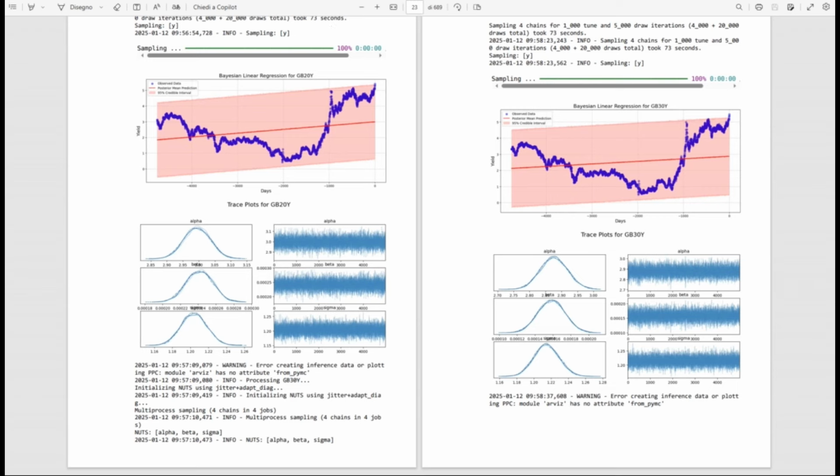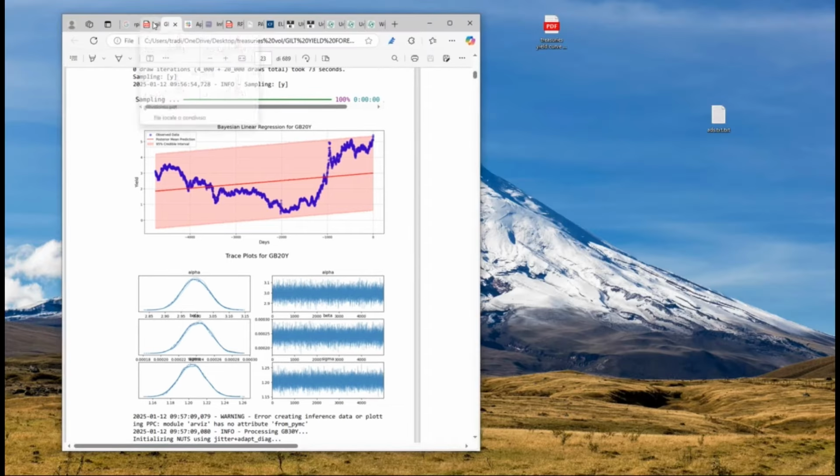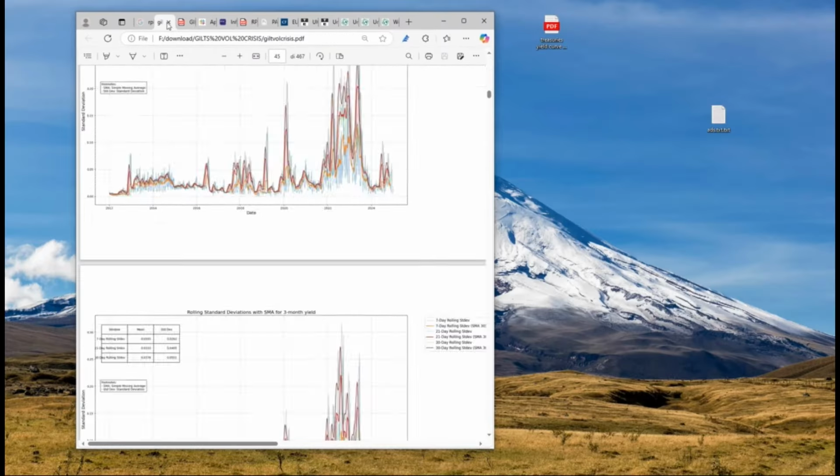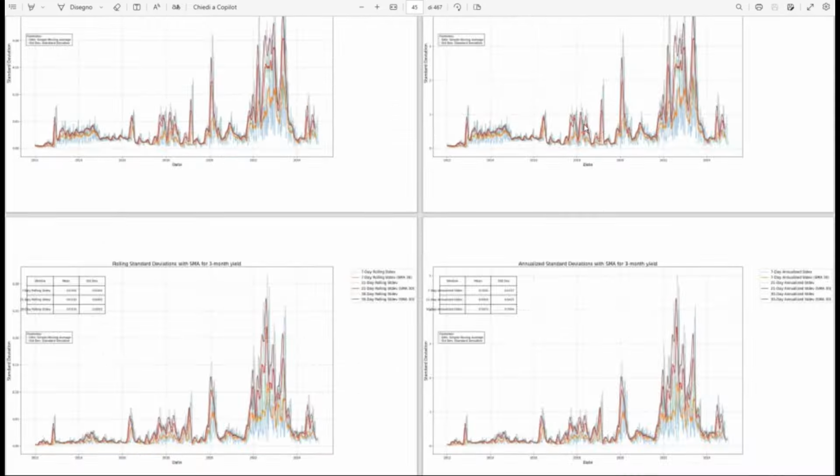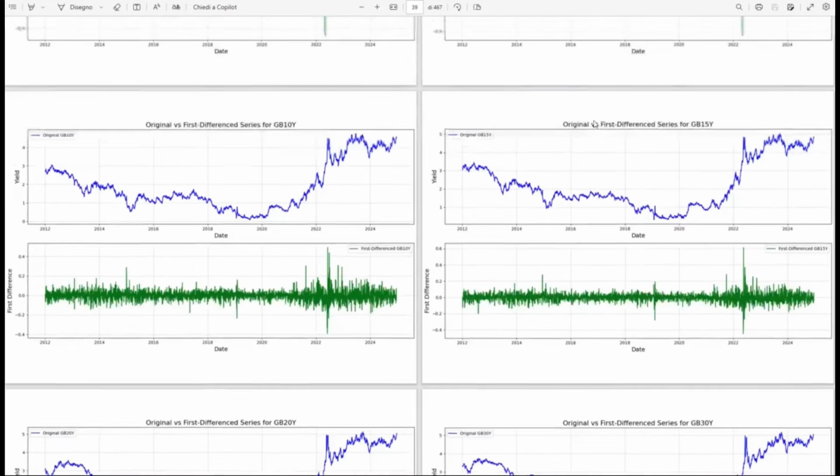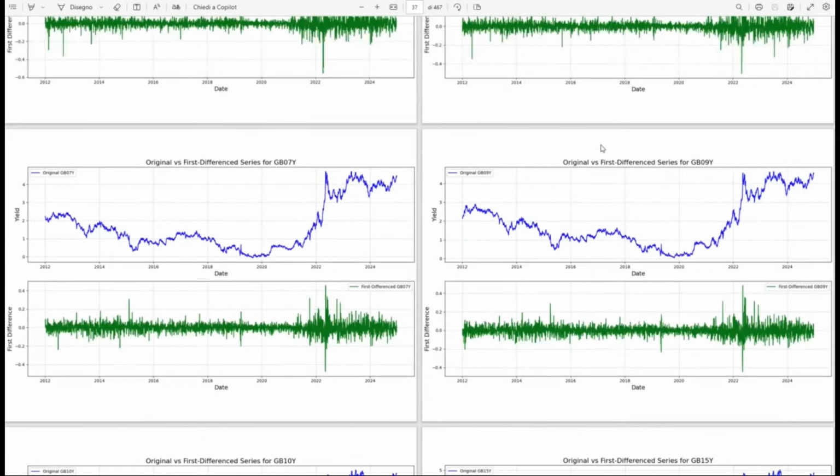Sorry, I'm slowing down. I'm trying to get my code. Where is it? Right, I'm sharing my screen. I have nothing to hide, so I have no problem with that. So, as I was saying, I want to explain everything.